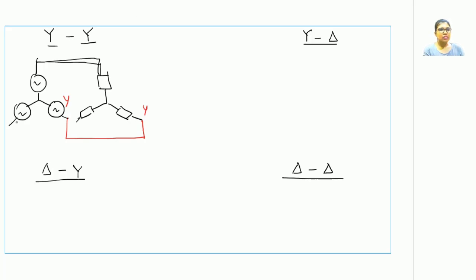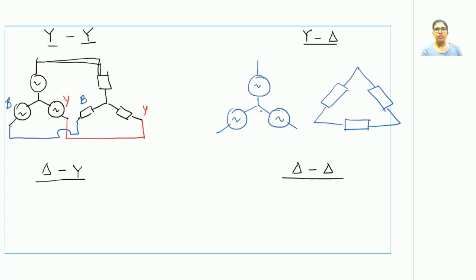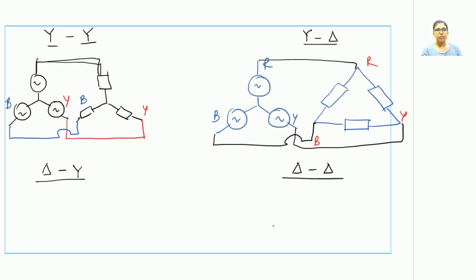And the last one is the B phase. This is B of the source, this is B of the load, and this is joined together. So this is a star-star source-load connection. Likewise, I'll be drawing the star-delta connection. Here I have drawn the source as star and the load as delta. This is R, this is Y, this is B. For the load, this is R, this is Y, and this is B. Connecting R to R, Y to Y, B to B.